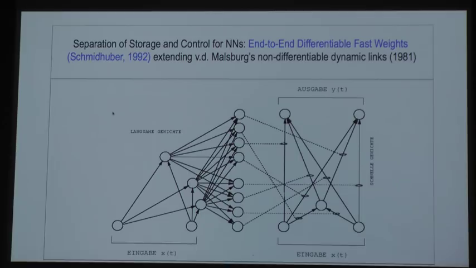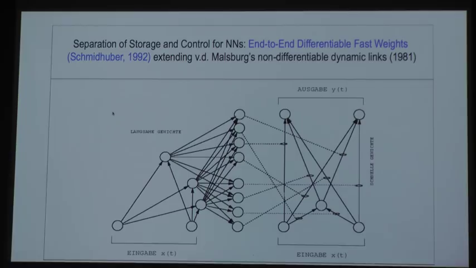And then the observation back then was that you can take one control network, which learns to quickly change the weights of another network, which is a fast weight network, where from one millisecond to the next, these weights can dramatically change, such that you can have immediate short-term memories, and things like that can also be wired up, such that you get universal computers, and you already see where this is going. So Malsburg in 1981 was the first to have fast weights, or dynamic links, as he called them, but they were not end-to-end differentiable, and so what I did in 1992 was to make this end-to-end differentiable such that the controller could learn to use these fast weights in a good way. Now, you already see where this is going.